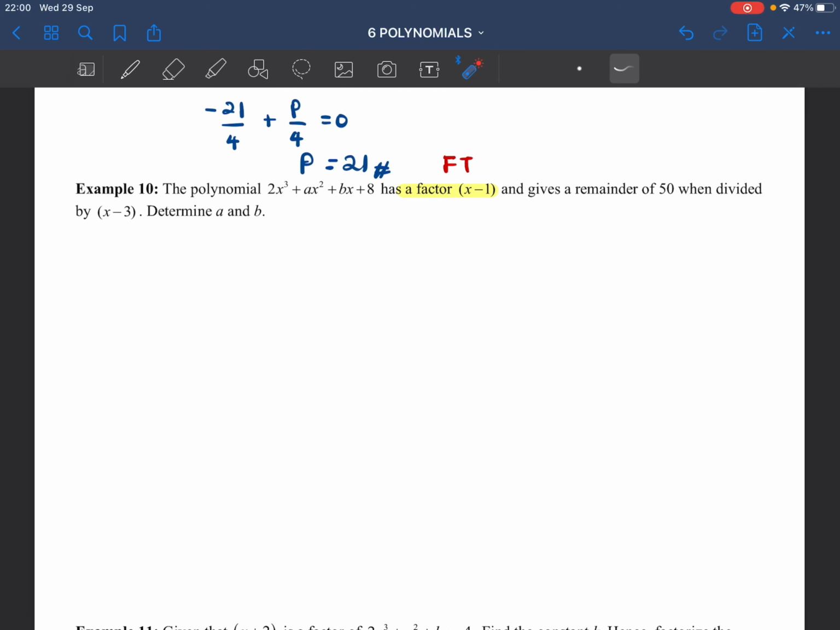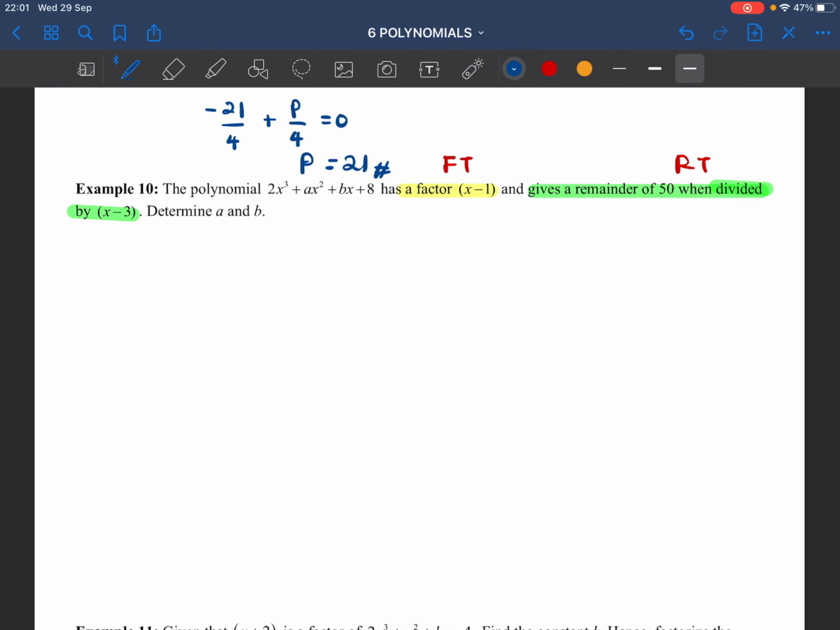But on the next part, it says that it gives a remainder of 50 when divided by x minus 3. Keyword here is divided. Okay, if we highlight the whole thing, gives a remainder of 50 when divided by x minus 3, this is your remainder theorem. Okay, you can see the difference here. This one is a factor, so we have to use the factor theorem. This one is a polynomial divided by x minus 3. So the keyword there is divided, so we have to use our remainder theorem.